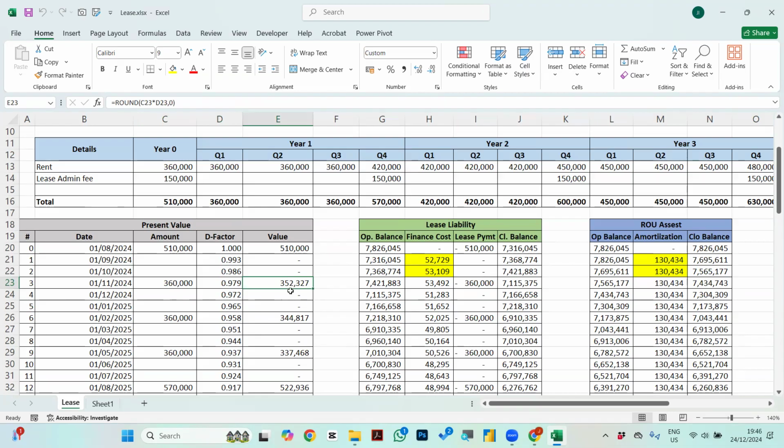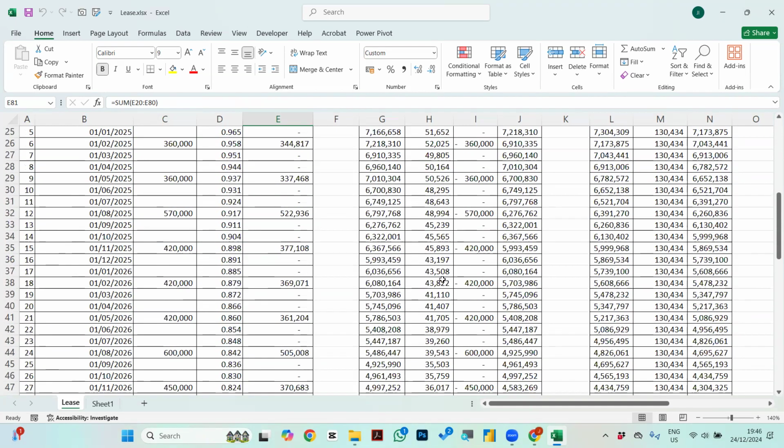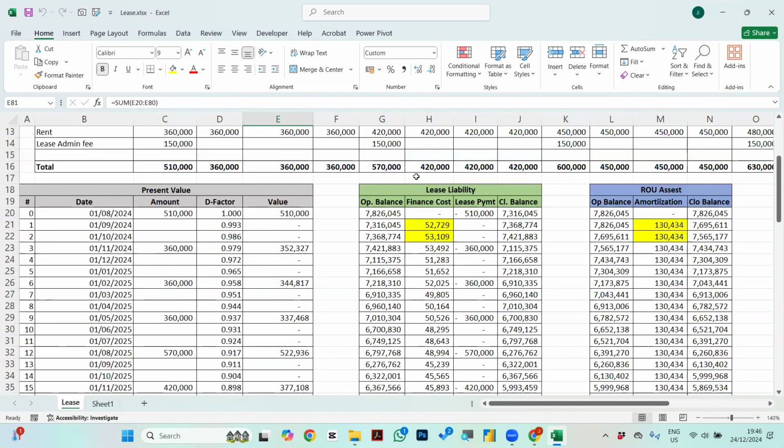That's the present value of the future cash flow. So calculating the total, we are going to pay 9.6 million actual payment. Considering calculating today's value of the future cash flow, we are calculating it as 7.8 million. Now, in this lease liability calculation, we are bringing that 7.8 million here, and the depreciation calculation also, we are bringing it here.